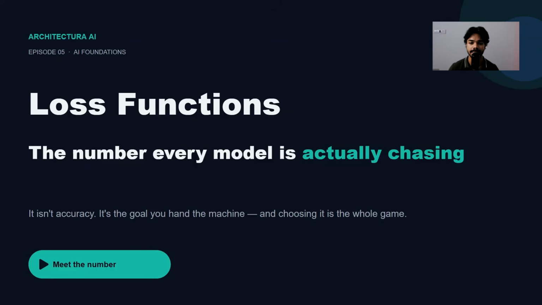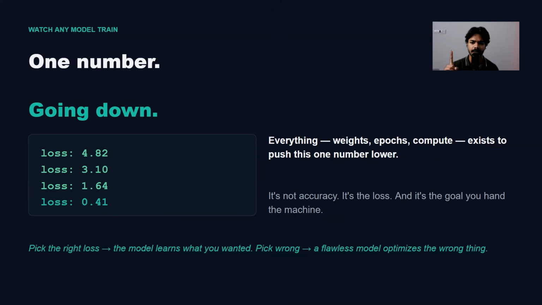Watch any model train and you'll see this. One number going down. Everything else, the weight changing, the epochs ticking by, and the GPU heating up. All of it exists to push this single number lower. And it's not accuracy. It's actually something underneath accuracy.